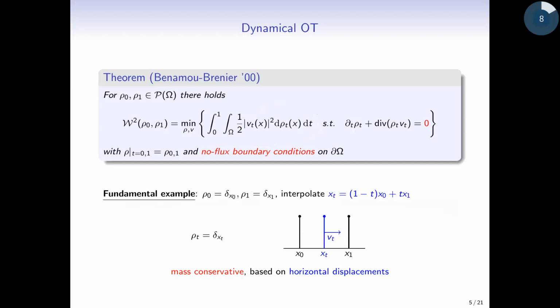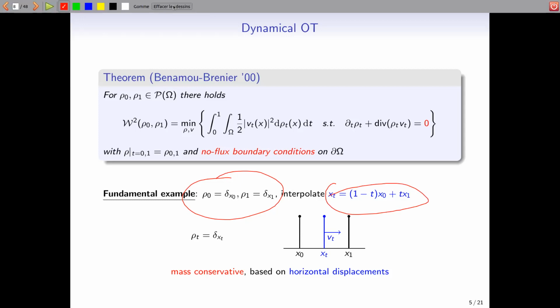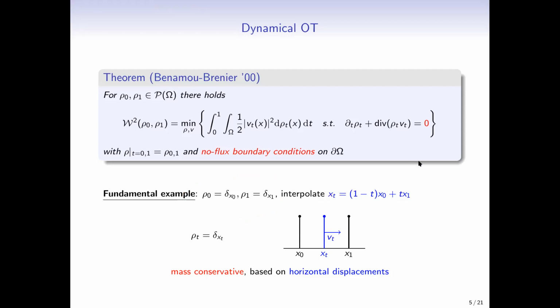And there's a fundamental example that I want to cover, which is the case of Dirac delta measures. So here, if you take ρ0 and ρ1, two Dirac deltas located at two different positions, x0 and x1, then the unique solution of the optimal transport is, well, there's a natural thing to look at: the geodesic between the particles x0 and x1. So this is just the usual linear interpolation, the straight line between x0 and x1.